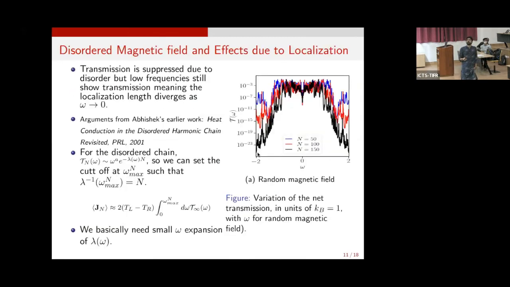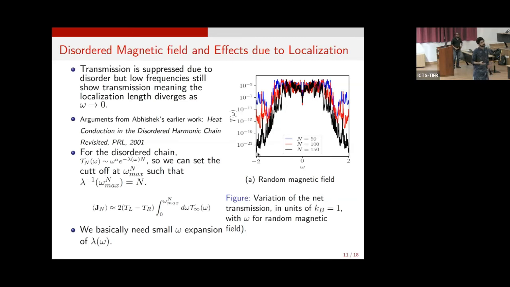So now let's look at the disordered case. Now let's ask, what if the magnetic field is disordered? What happens to the current? How does it scale with the system size? In general, transmission goes down if you introduce disorder in the system, but this system, like other similar systems such as mass disordered systems, has this peculiar characteristic that the low frequency modes still end up contributing to the transmission.